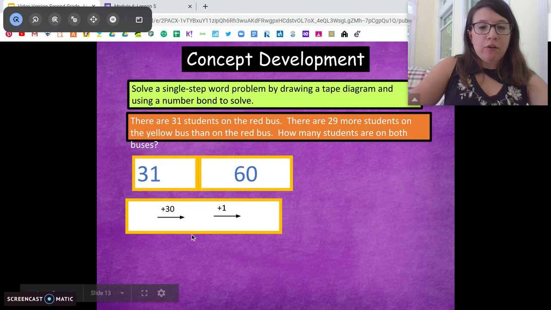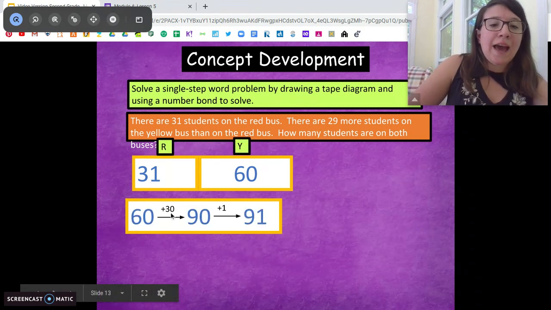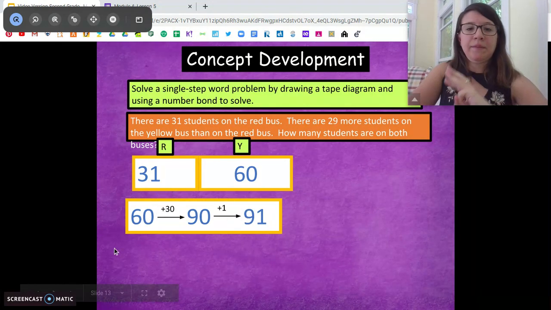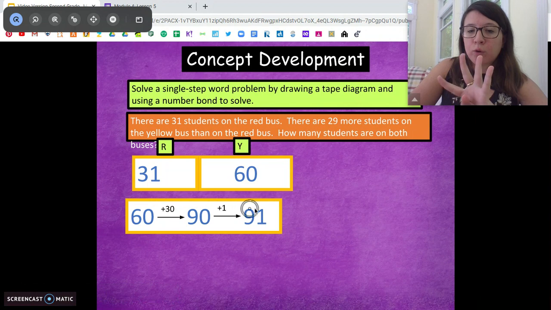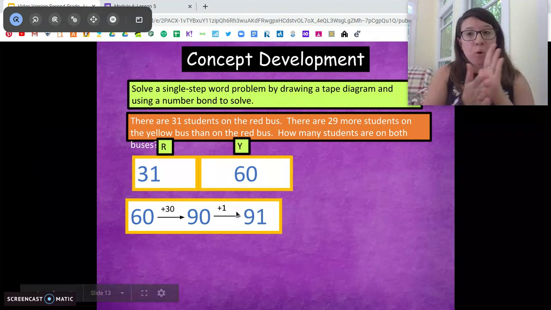So for the arrow way, which is right here, we're going to start with 60, and we got to add 31. So we're going to do a quick jump to 90, 60, 70, 80, 90. We're going to add that 30, and then we're going to add one more to get us to 31. So our 91 is how many students are on both buses.